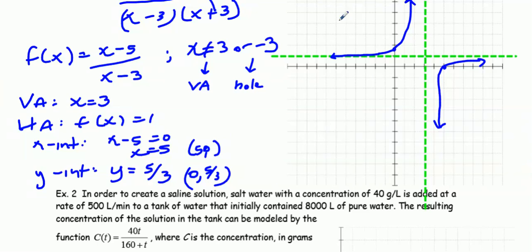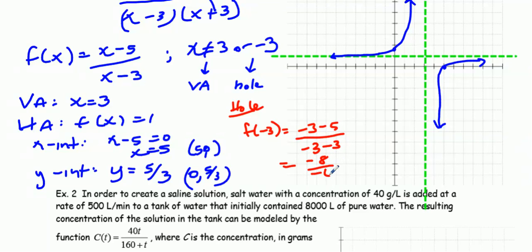So for the hole, I need to find f of negative 3. I can plug that in to this equation here because the hole is on this branch here. If I put in negative 3 minus 5 over negative 3 minus 3, I get negative 8 over negative 6, which is, when I divide by 2 on top and bottom, positive 4/3. So I have a hole on my graph at (negative 3, 4/3).